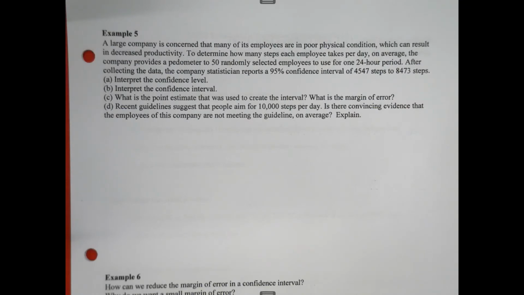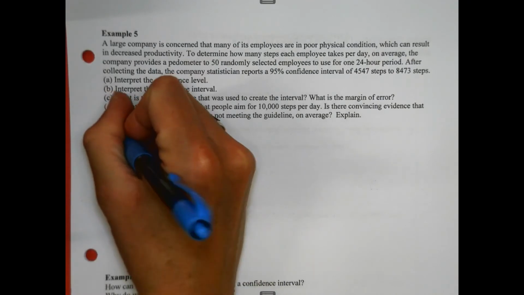Example 5 is another example to help us go through and see how this plays out. It says a large company is concerned that many of its employees are in poor physical condition, which can result in decreased productivity. To determine how many steps each employee takes per day on average, the company provides a pedometer to 50 randomly selected employees to use for one 24-hour period. After collecting the data, the company statistician reports a 95% confidence interval of 4,547 steps to 8,473 steps. The first part is to interpret this confidence level.